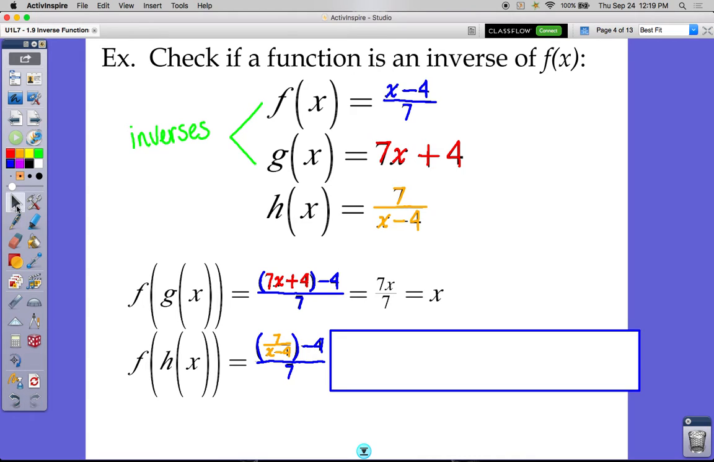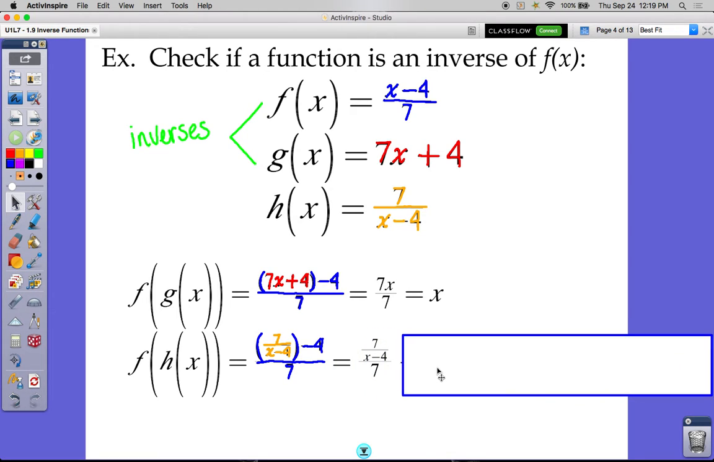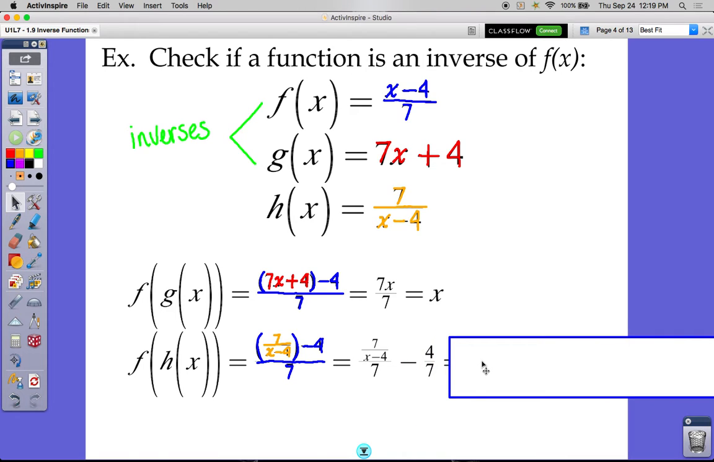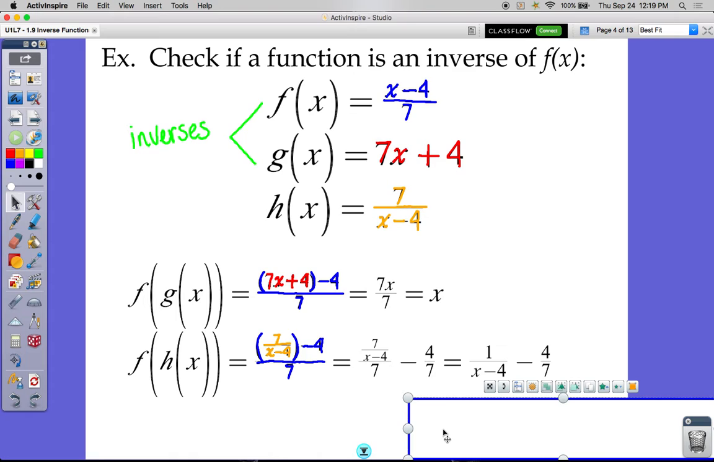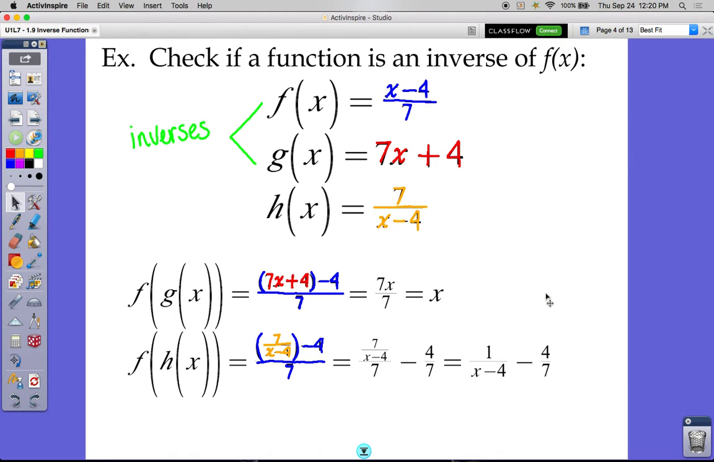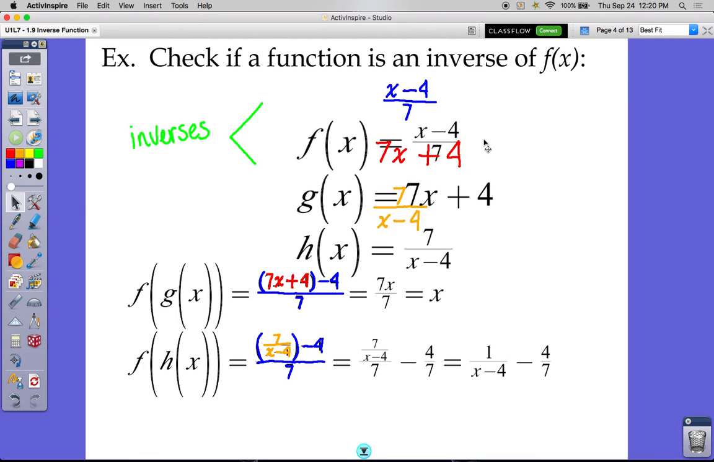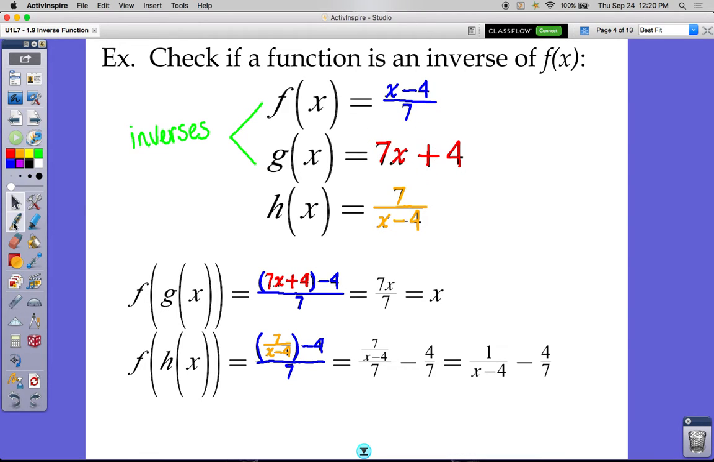Now, minus 4 and then 7 over x minus 4, nothing's going to cancel nicely there. Best thing I could do is that, and then separate that with minus 4 over 7, which is not anything nice. Simplify that if you want, but you know right away, if it doesn't clean up nicely or easily in any way, probably not going to get you to x. Probably not going to be an inverse. For that matter, it is not at all an inverse here. So these two, f of x and h of x, are not inverses.